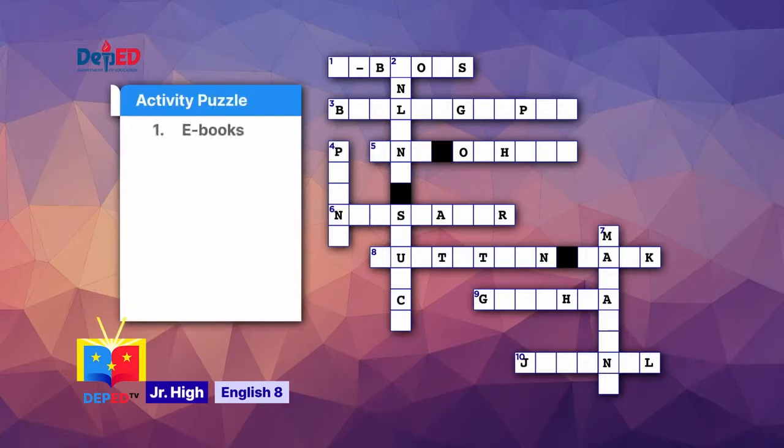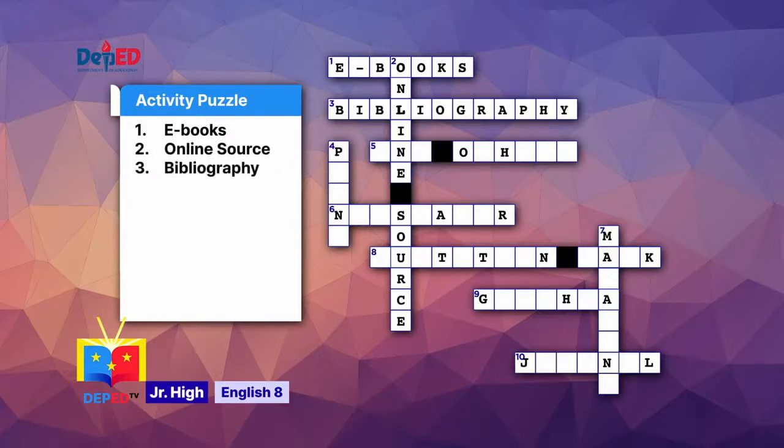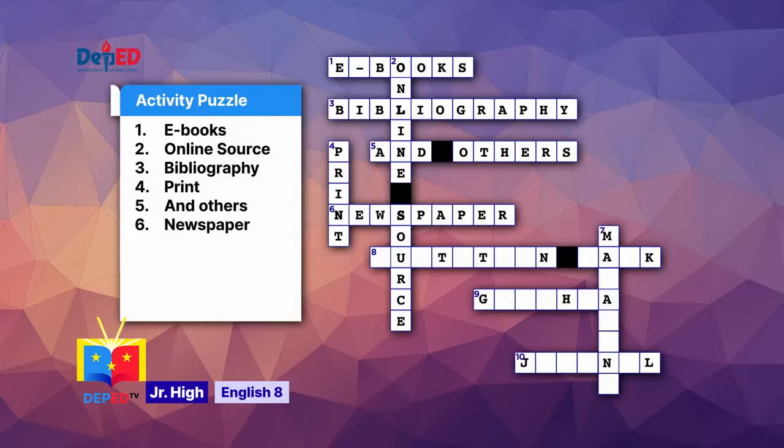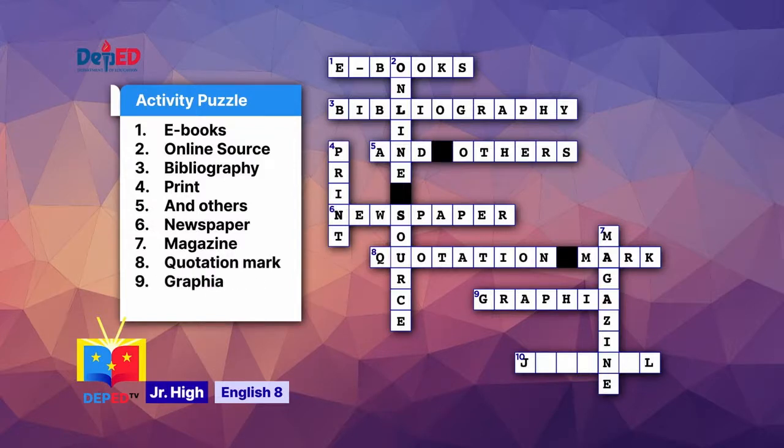Number 1, ebooks. Number 2, online source. Number 3, bibliography. Number 4, print. Number 5, and others. Number 6, newspaper. Number 7, magazine. Number 8, quotation mark. Number 9, graphia. And number 10, journal.